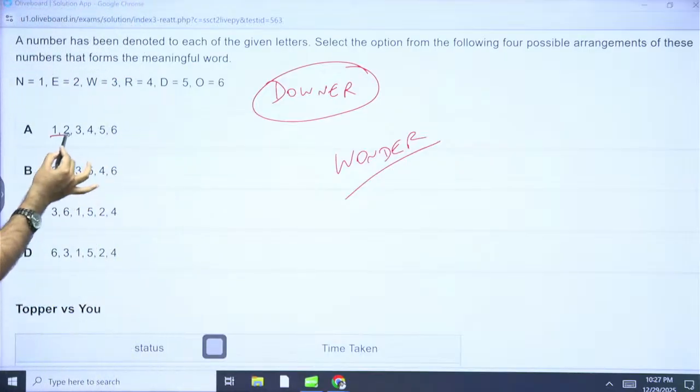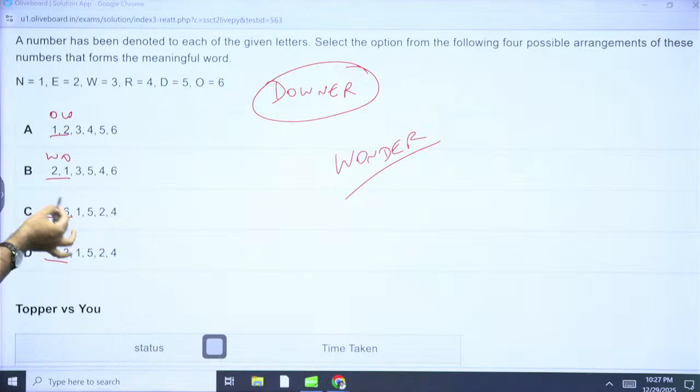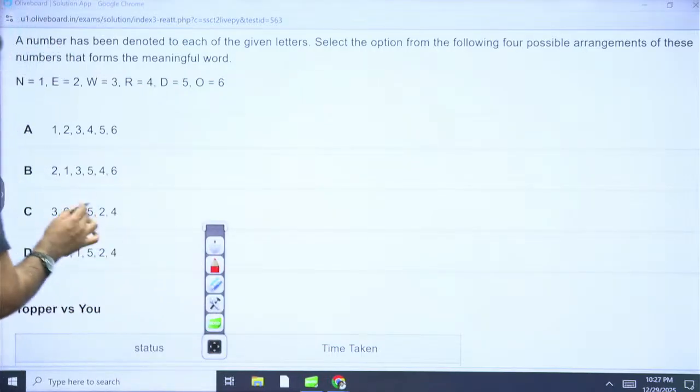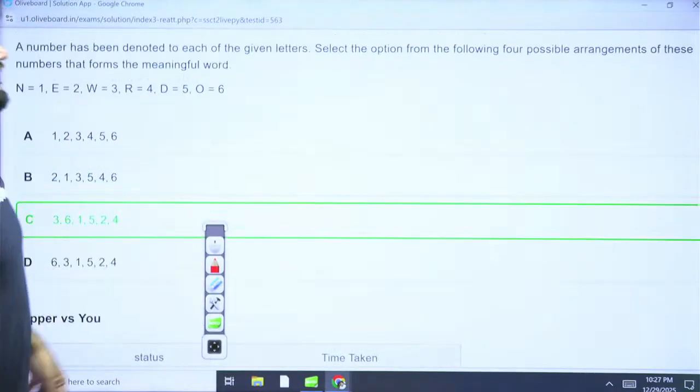So if you observe the first two letters only here, so this is OW, this is WO, this is 1, 2. So NE, this is EN, this is WO, and this is OW. So most probably with wonder you will start finding here option C as the correct answer. Okay, 35 seconds. Next.